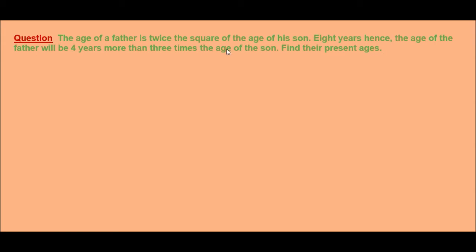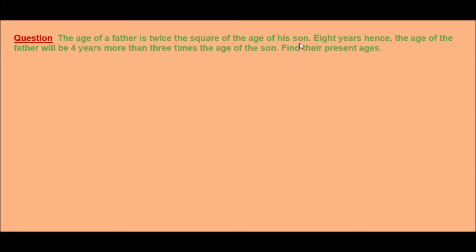On reading this question, we have come to know that we have to find the present age of the father and the present age of the son. So, we are having two unknowns, hence we will be having two variables. First, we have to decide how many variables we have to take. And we have decided for this question, we will be taking two variables because we are having two unknowns.